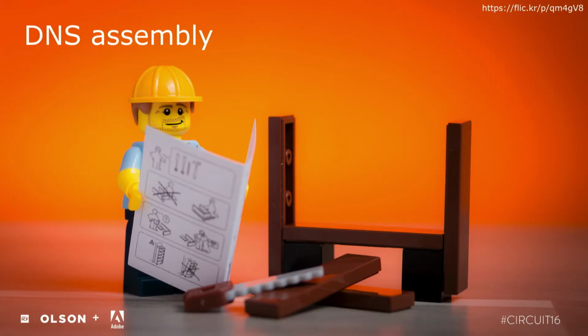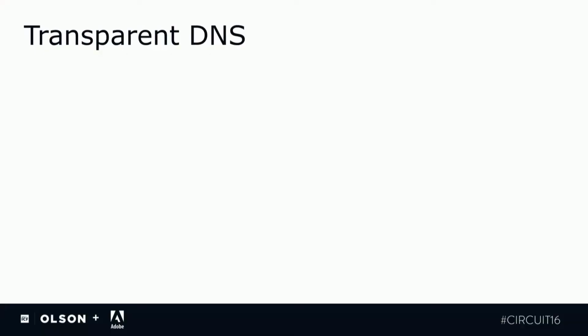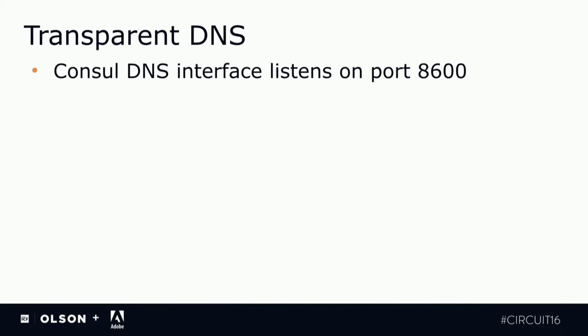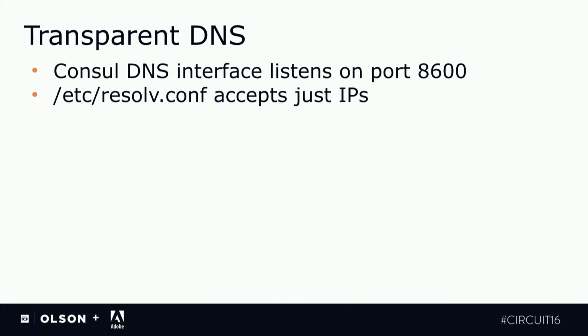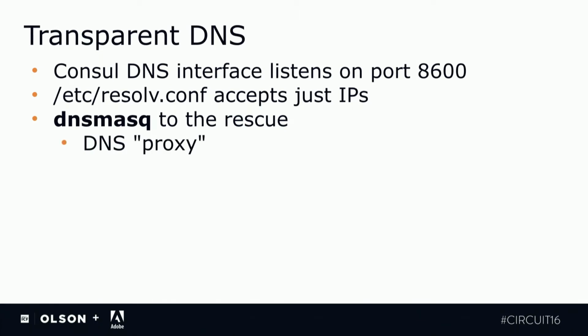Some of you may notice, and I intentionally skipped that, that Consul doesn't listen on port 53, which is the default DNS port, so it's not completely transparent. And the /etc/resolv.conf file, which is the file where you configure your DNS servers, doesn't accept ports. There are just IP addresses there. To overcome that problem, we started to use a thing called dnsmasq, which is like a DNS proxy. It's sort of a DNS router for us.